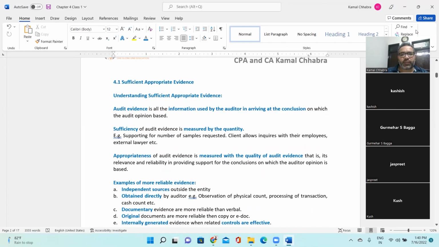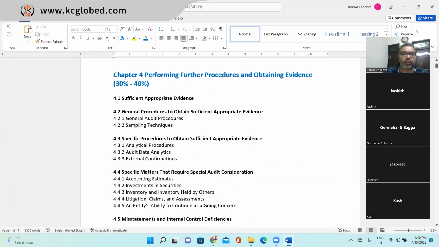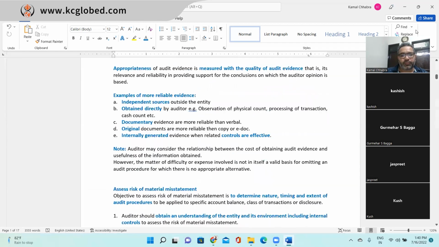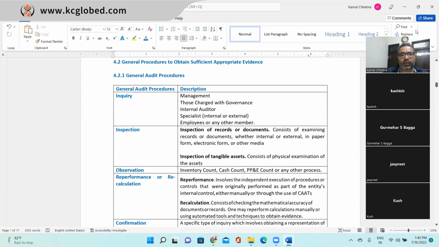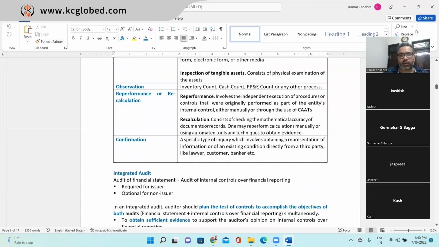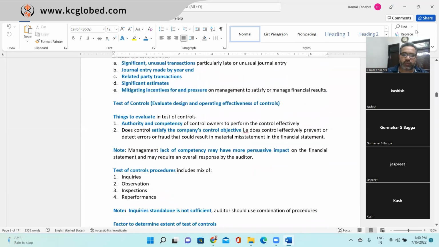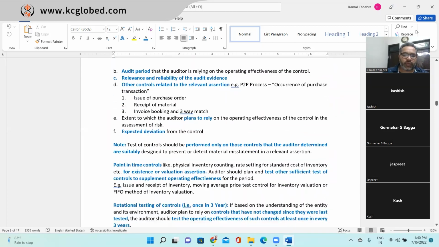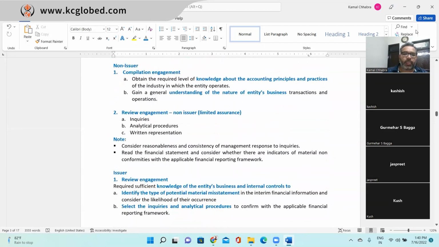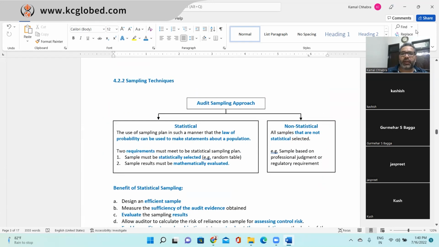So first we studied sufficient and appropriate audit evidence, 4.1. Then we jumped into general audit procedures. Now we are moving to the sampling technique for the audit. In audit procedures, we understand inquiry, inspection, observation, reperformance, confirmation, integrated audit, test of controls, test of details, frequency. Right? Now we are jumping into the next topic, which is sampling technique.